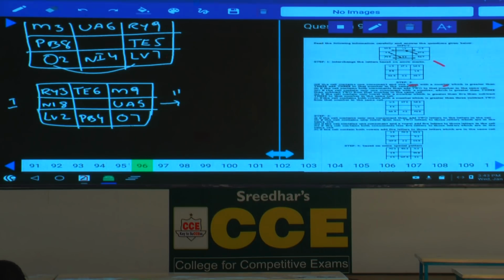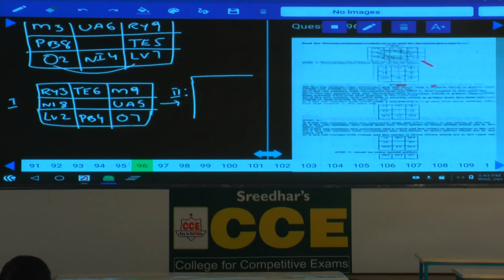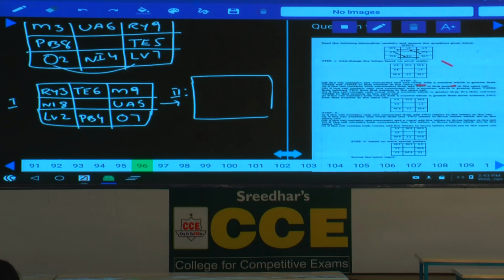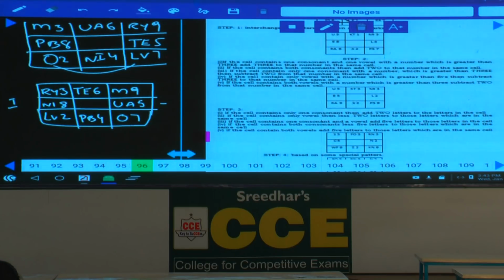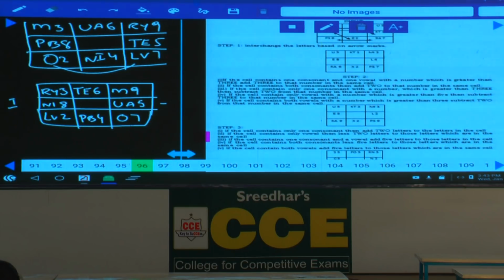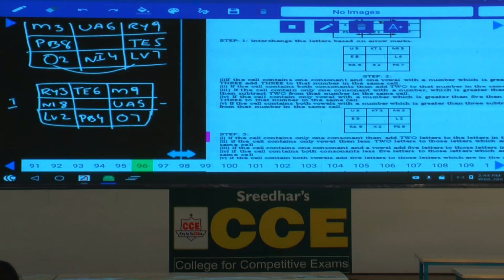Then from step 1 to step 2, tell me what is the logic here? From step 1 to step 2, again it is based on conditions. What are the conditions given in this one? Tell me here. Now the given conditions are, first condition: for step 2, if the cell contains one consonant and one vowel.